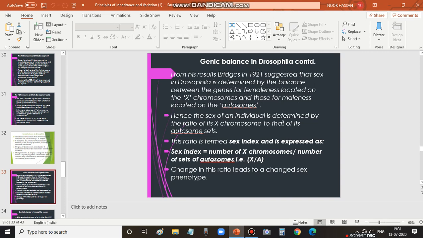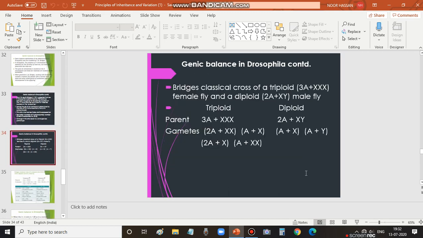Hence, the sex of an individual is determined by the ratio of its X chromosomes to its autosomal sets. This ratio is called the sex index, and it is expressed as sex index equals number of X chromosomes divided by number of sets of autosomes, that is X divided by A. A change in this ratio leads to a changed sex phenotype. We'll discuss what it is now.